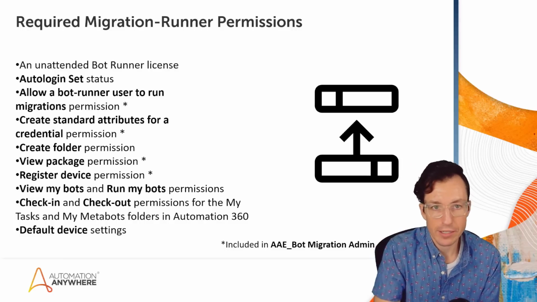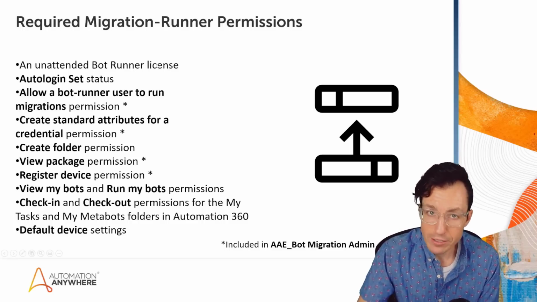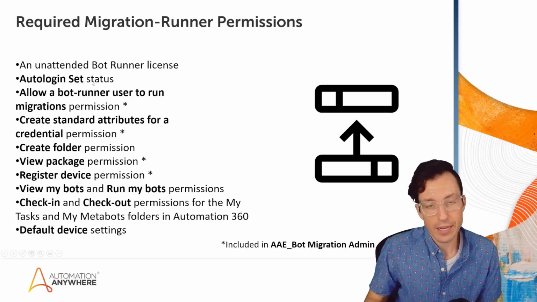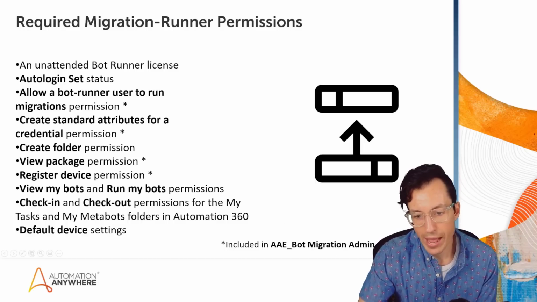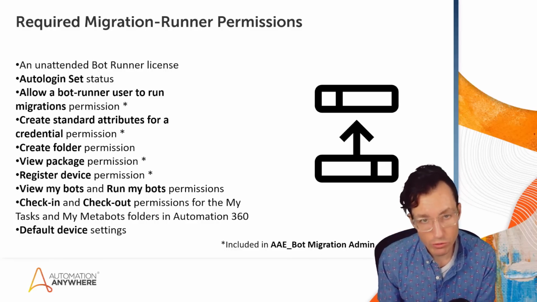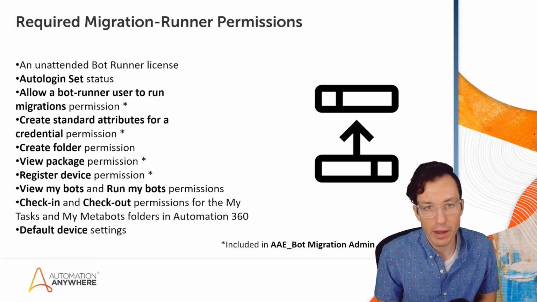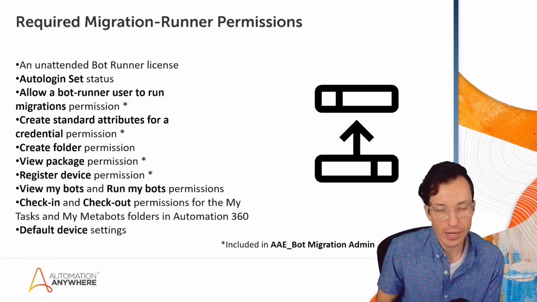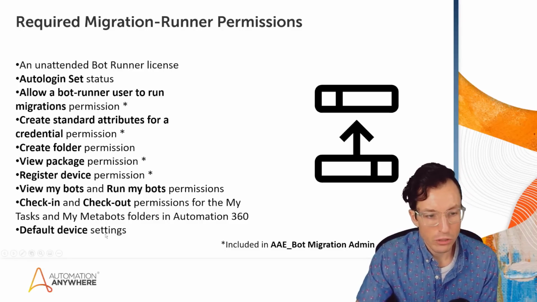Some of them are technically outside of the permissions itself, right? Like this has to have an unattended bot runner license. So I'll need that. It has to have auto login status set. Again, that's outside of the role itself. But the easiest way to do this is to add this role to your migration runner user, which again should just be like a bot runner account, one of the bot runner accounts you migrated, or create a new one if you want to just temporarily, and give it this account access as well as AAE basic. Okay, so default device settings is another one we'll check.